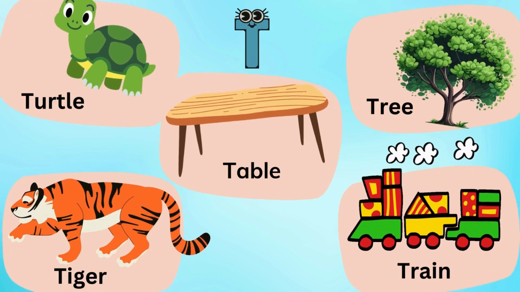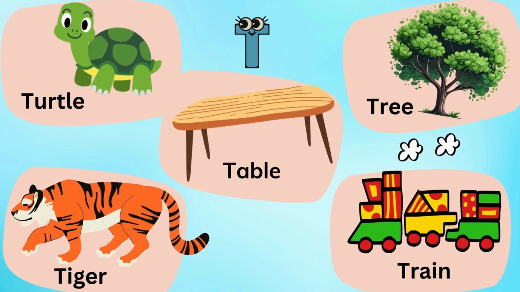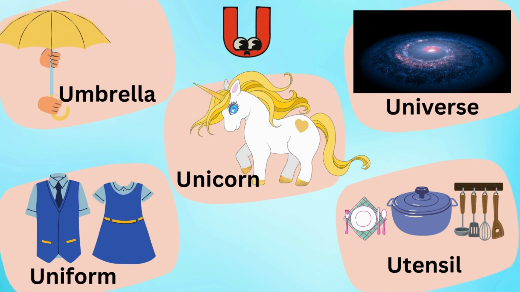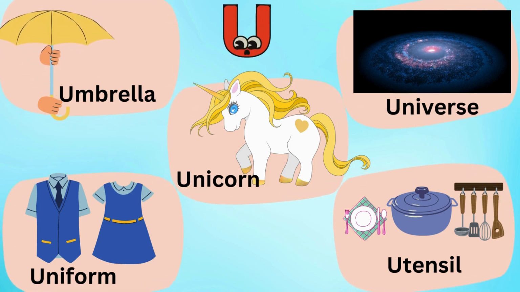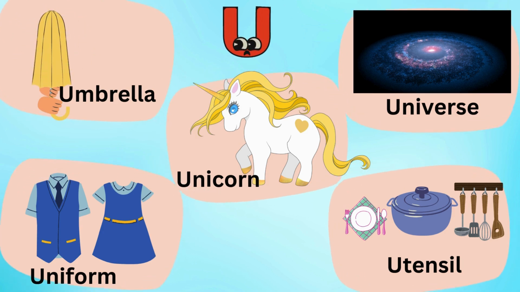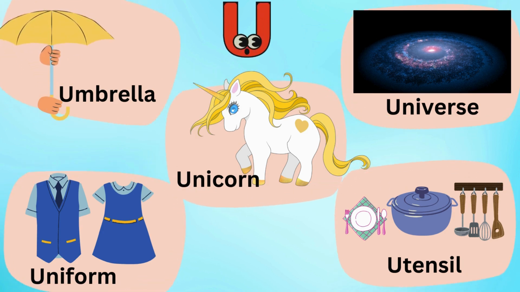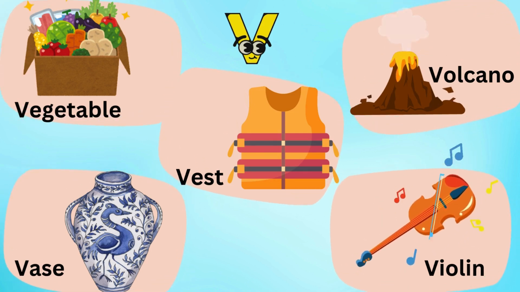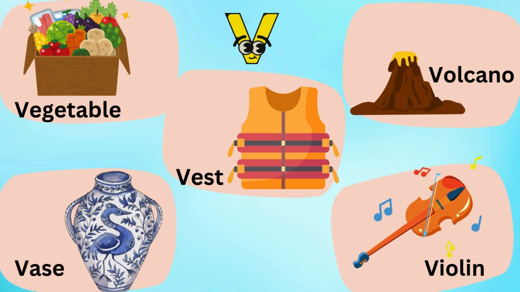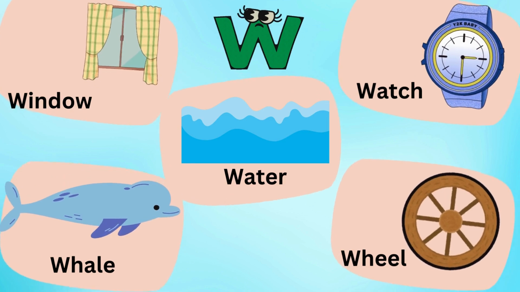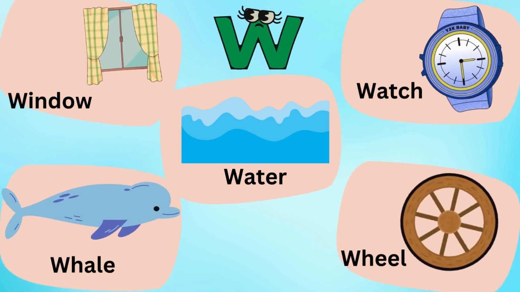T is for tiger, train, tree, turtle, and table. U is for umbrella, unicorn, uniform, universe, and utensil. V is for violin, vase, vegetable, volcano, and vest. W is for whale, water, window, watch, and wheel.